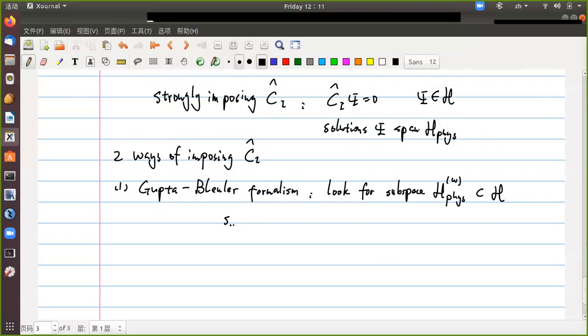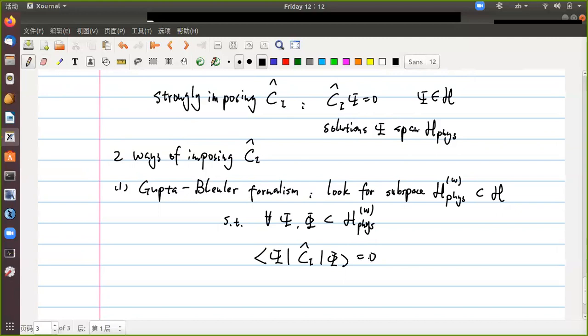such that for any pair psi, phi that belongs to this subspace, the matrix element of the constraint operator vanishes. The matrix element vanishes.